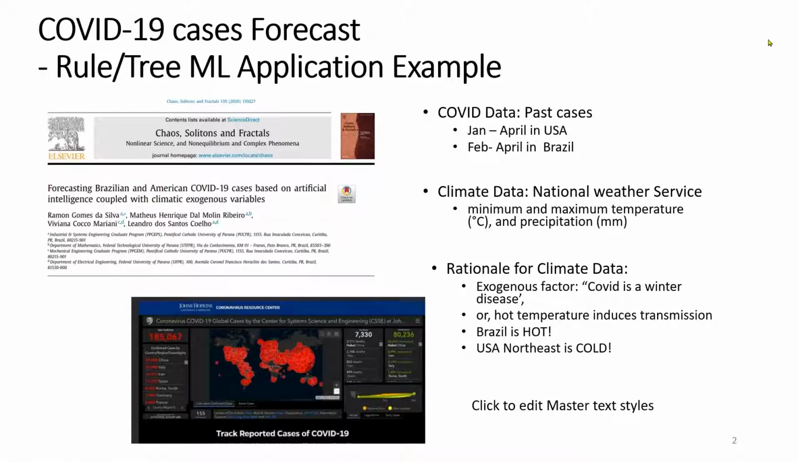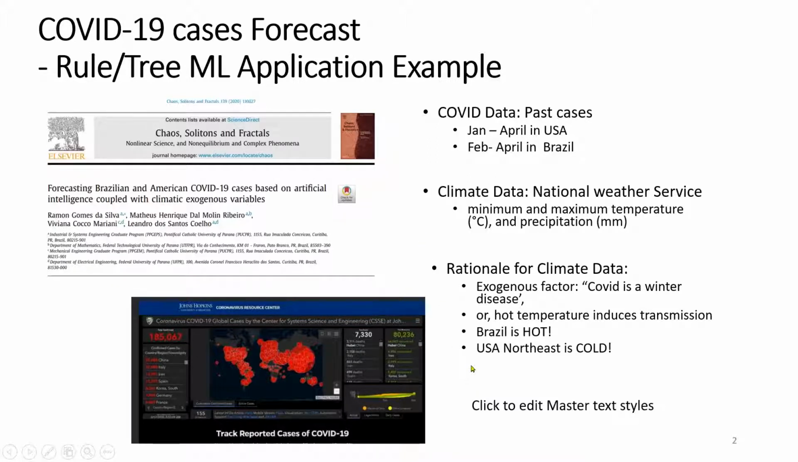But interestingly, they are also looking into the climate data. They obtained these data from the National Weather Service. The rationale for the climate data is that it's an exogenous factor that may change the route. There are articles that said COVID is a winter disease. We always hear about COVID and flu coexistence. But on the other hand, hot temperature may induce transmission, as some other articles say.